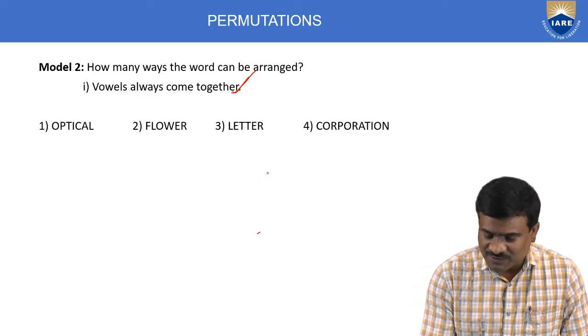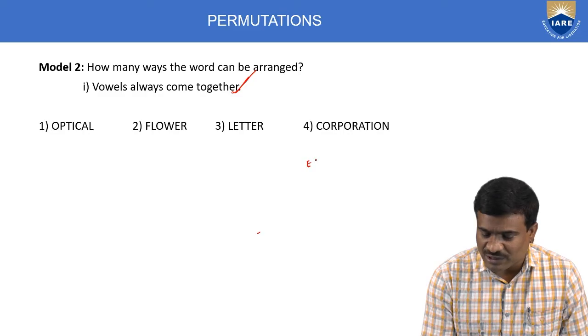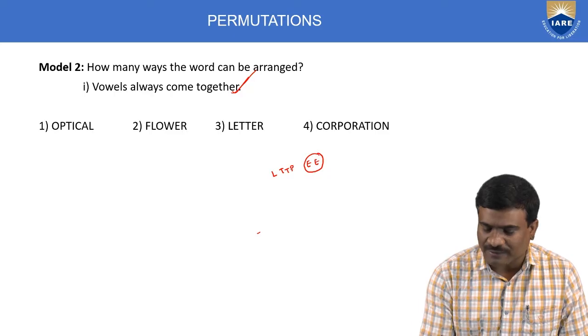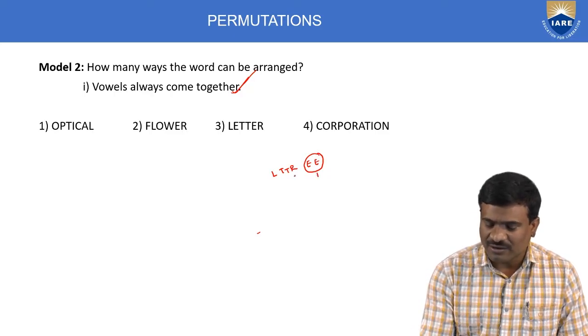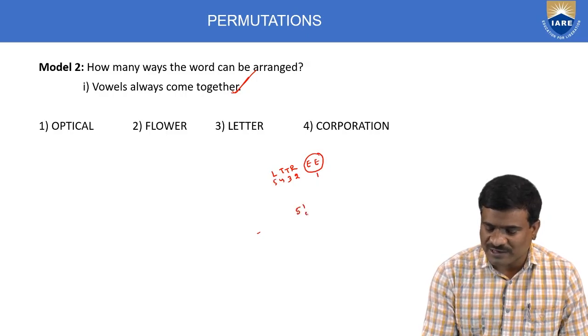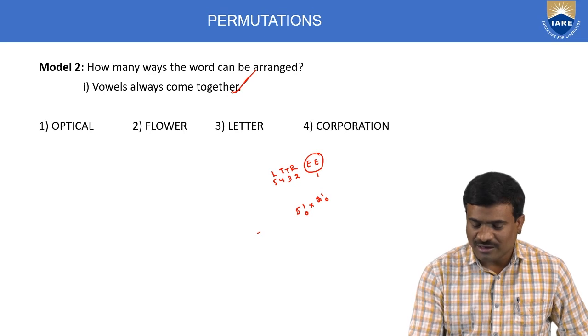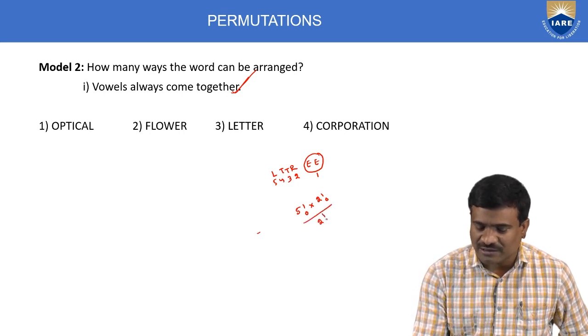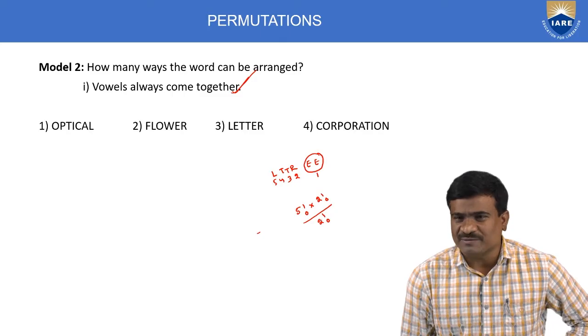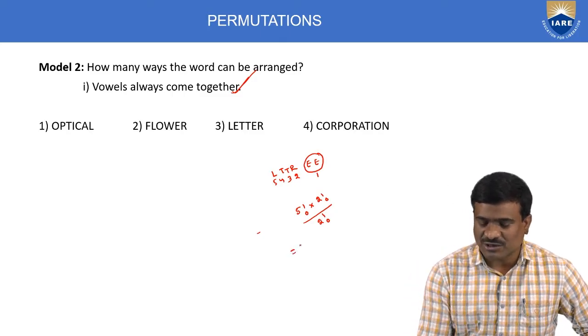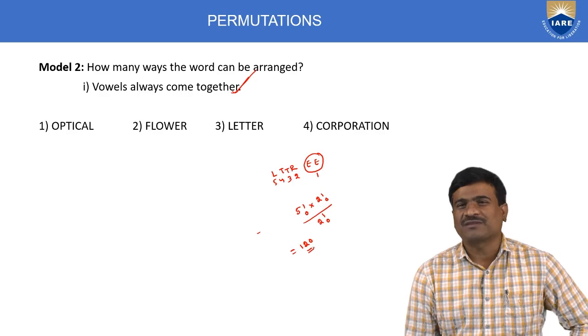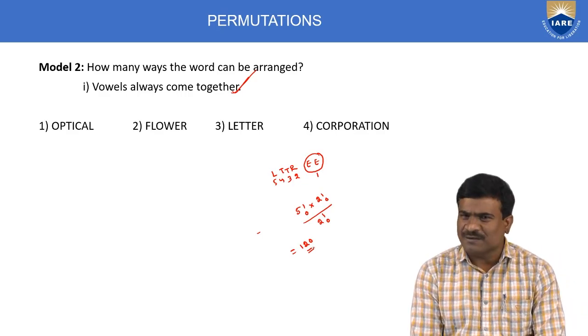First find the total number of vowels in the letter: only E. Next, number of consonants: L, T, T, R. Next, case 1: 1, 2, 3, 4, 5. 5 letters arranged in 5 factorial. Here E. Next, 2 vowels arranged in 2 factorial. Denominator: repetition of letters. E is equal to 2 times, 2 factorial. So 5 factorial is equal to 120. Third one answer 120.